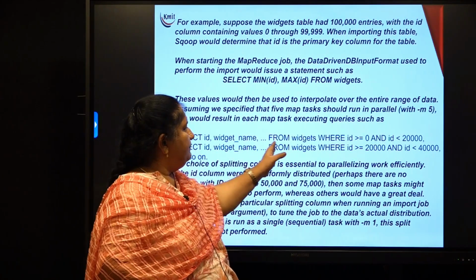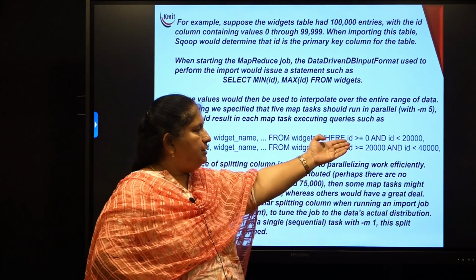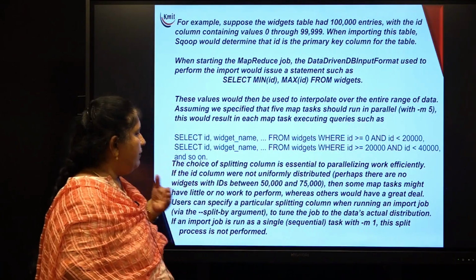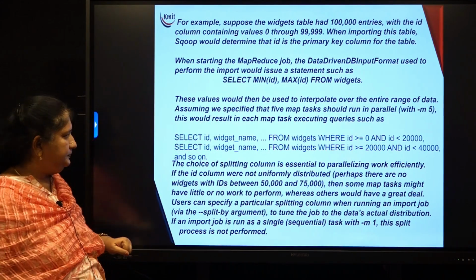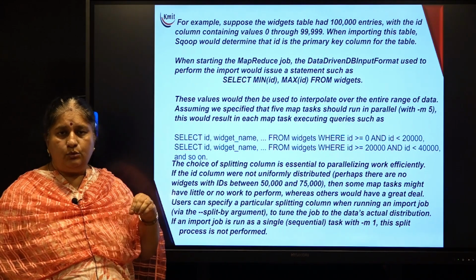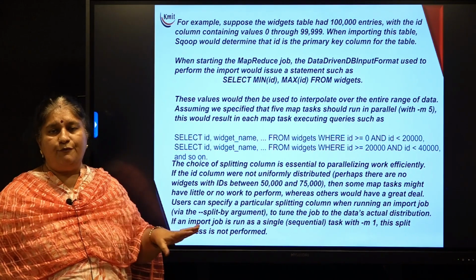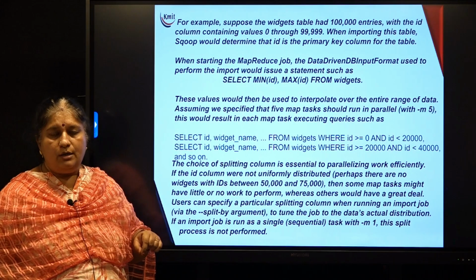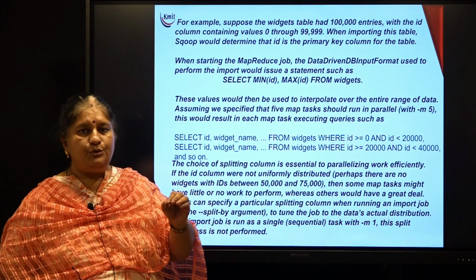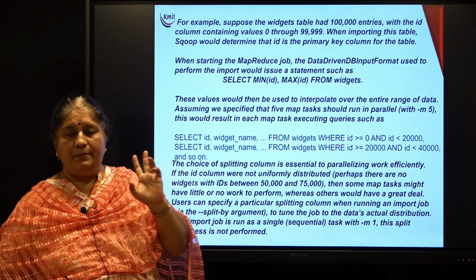So say for example, I have done the division like this: 0 to 20,000 in one partition, 20,000 to 39,999 into another partition, and so on. So if I have 1 lakh rows, I do get like this. And why should I always take primary key? Is there a rule? Definitely not, but generally we expect primary key is distributed uniformly, we select the primary key. If not, sometimes suppose there are no widgets whose ID is between 50,000 to 75,000, that entire partition will have less number of rows compared to other partitions.